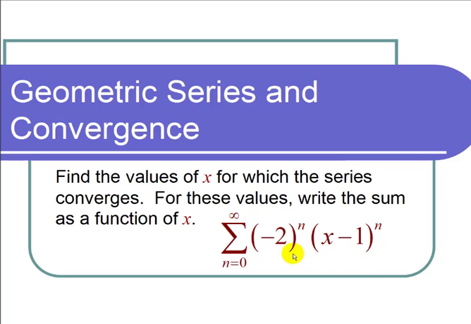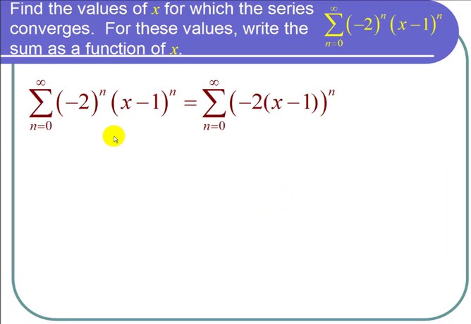We can realize this as a geometric series by doing a little algebra first. Notice that the powers are both n, so we can combine the bases by multiplying the -2 and the x - 1. And we get the summation of (-2(x - 1))^n. And now we do have a geometric series. Notice here that our constant c is just 1. There's no number out in front here. But our r is -2 times (x - 1).